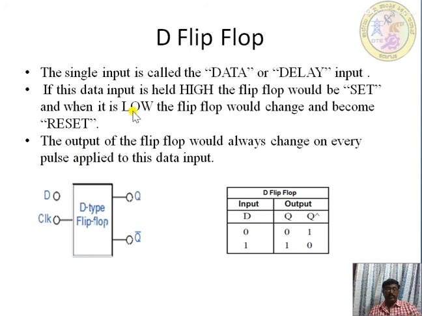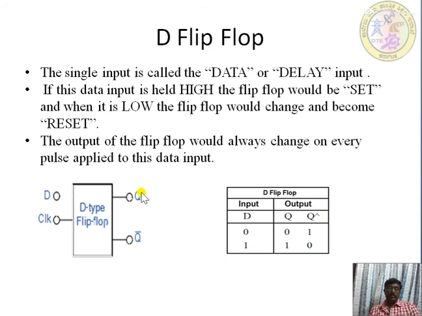That means whatever the input will be, the same will be the output. That's why it is known as the data input or a delay input. So this flip-flop will be related. Whatever the input will be, the same will be the output. For that reason, we are calling it a delay. Wherever we require a delay, sometimes this D flip-flop will be used.